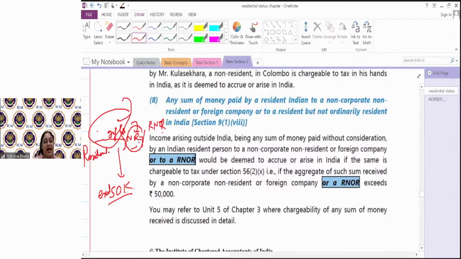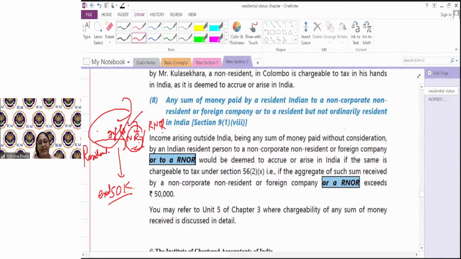So suppose I am a resident in India, I go and meet my cousin who is non-resident in India, and I give him a gift of say 70,000. Will it be taxable as income deemed to accrue or arise in India? Yes, it would be income deemed to accrue or arise in India for that non-resident. Why? Because I am a resident who has paid him that gift, and that 70,000 is his income deemed to accrue or arise in India for my cousin.